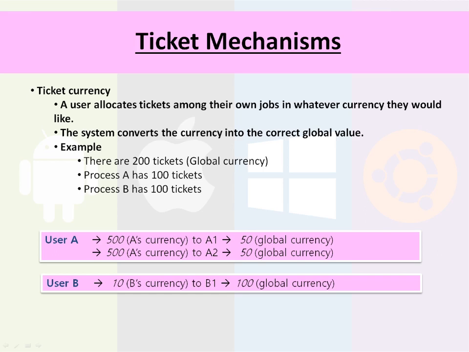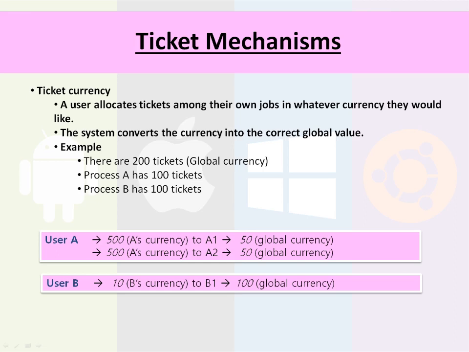So that's why you can see I've broken it down into A1 and A2. We're going to be looking at threads later on, but simply think of it as two sub-processes in process A. Now, the user allocates 500 tickets to A1 and 500 tickets to A2. The user decided this. So the user for process A has a total of 1,000 tickets.